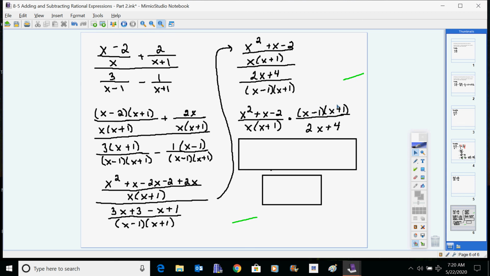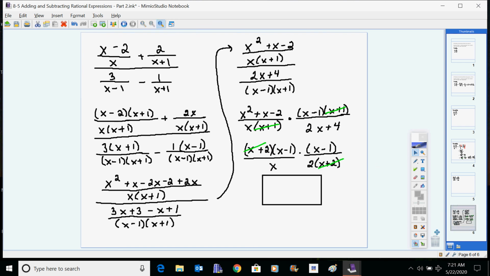Right off the bat, the x plus 1s can cancel out. So we can get rid of them. But what we're left with needs to be factored. X squared plus x minus 2 can be factored to x plus 2 and x minus 1. This has a common factor of 2, so that can be factored out. You need to do those things. Here's your factored form. We factored this one and factored this one.